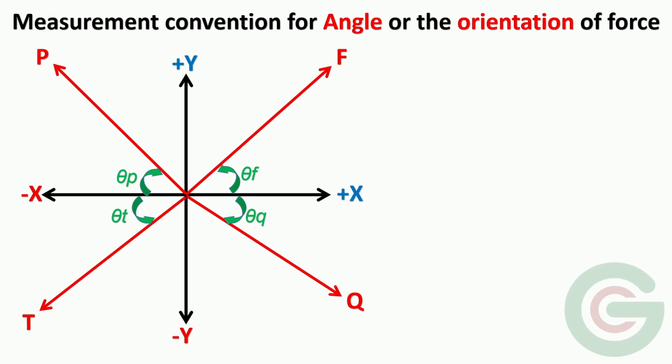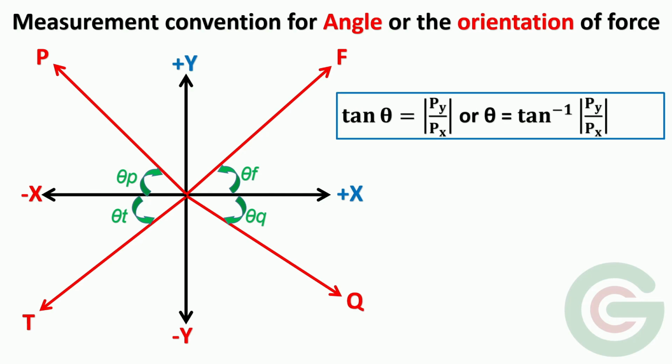Hence, the angle theta that we obtain here is always positive. There is no negative convention. For this, we always consider the positive magnitudes of the components while calculating the angle theta from this equation. That's all in this video.